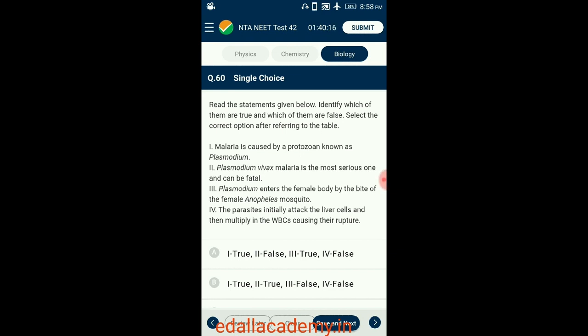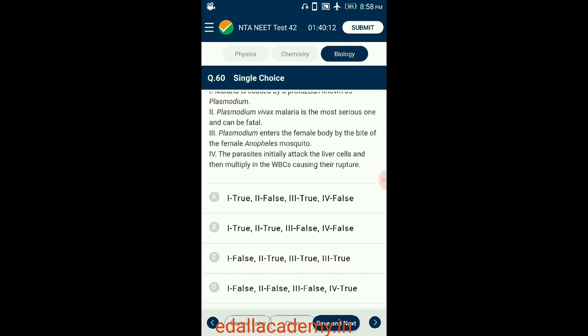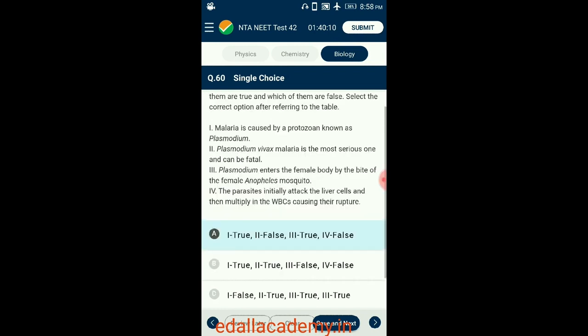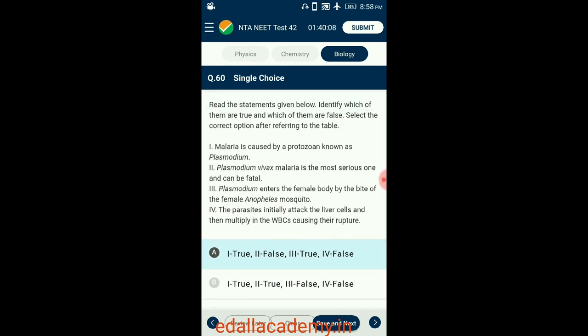So the answer for this question is option A. Statement 1 is true, statement 2 is false, statement 3 is true, statement 4 is false. So the correct option is A.